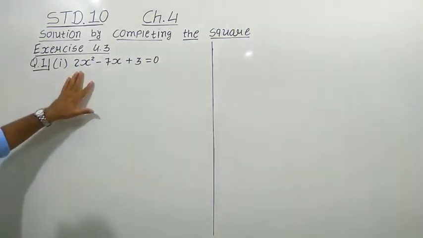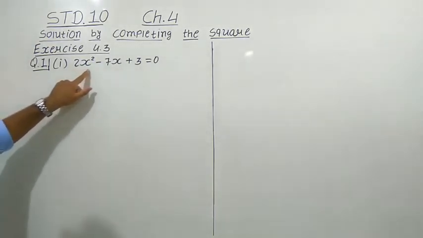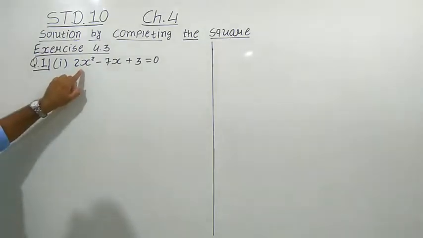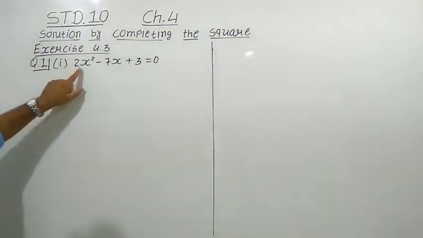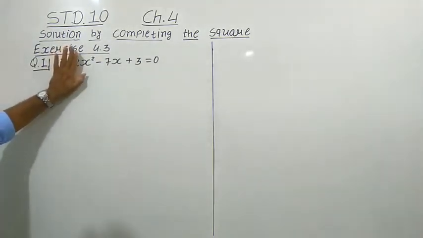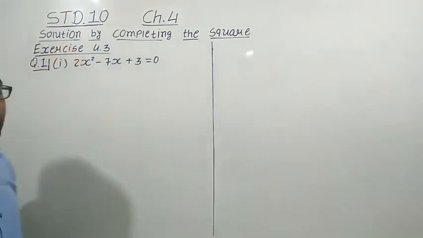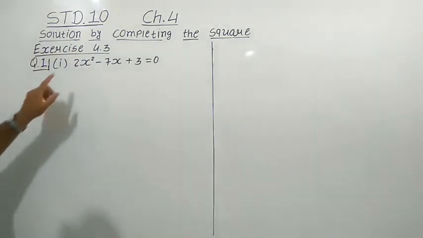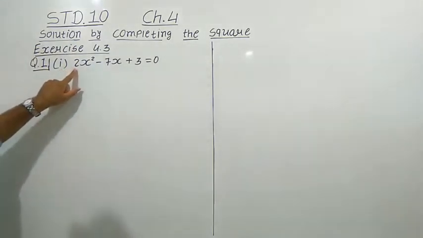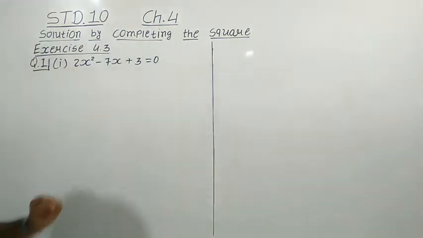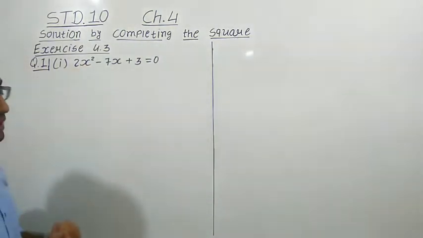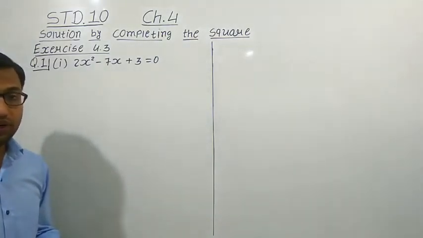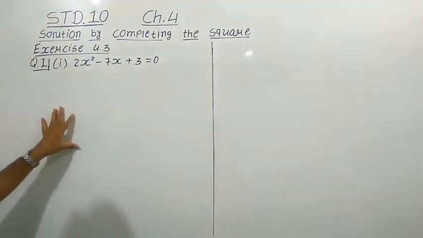So two things we can do here. Here the first term is not a perfect square. Either we have to divide this equation by 2, or we have to multiply it by 2. If we divide by 2, only x square remains, and x square is a perfect square. The second thing we can do is multiply the whole equation by 2. So we get 4x square, and 4x square is again a perfect square.